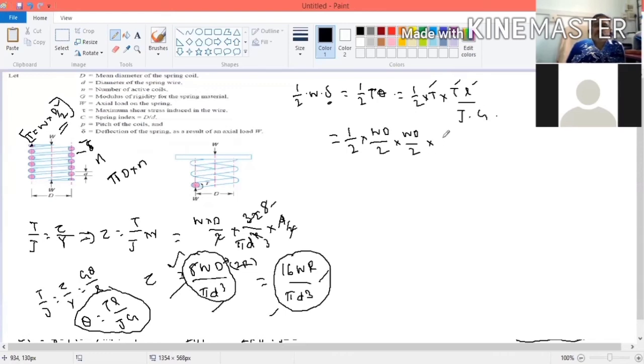So if you substitute here, pi d into n divided by J. What is J? Pi d power 4 by 32. Bring the 32 here, divided by G. So this is the equation. Now you cancel this pi and pi. So here we have 32. Here we have 4.